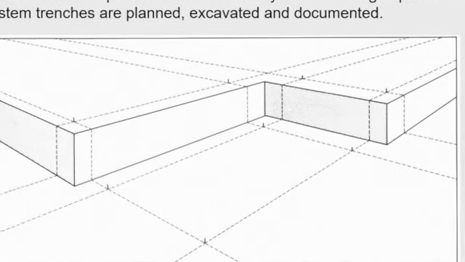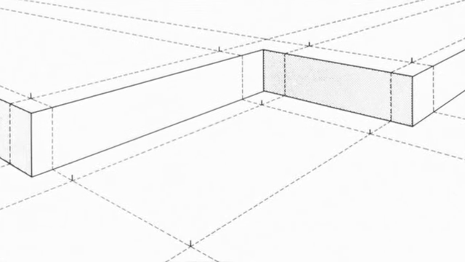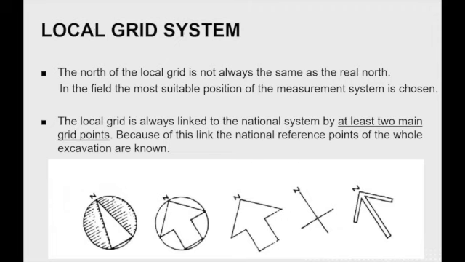Most excavations prefer a measurement system of local grid points. With this system, trenches are planned, excavated and documented. The north of the local grid is not always the same as the real north. On site, the most suitable position of the measurement system is chosen. The local grid is always linked with GPS to the national system by at least 2 main grid points. Because of this link, the national reference points of the whole of the excavation are known.